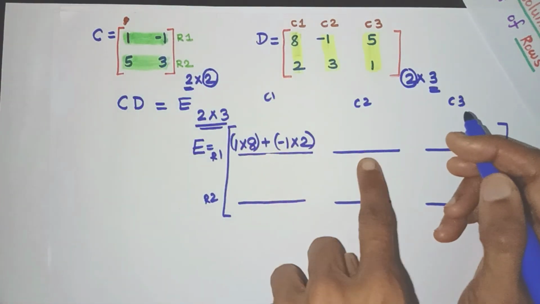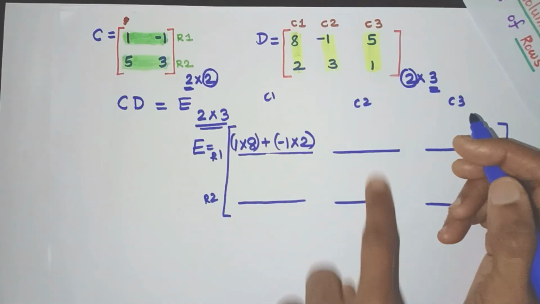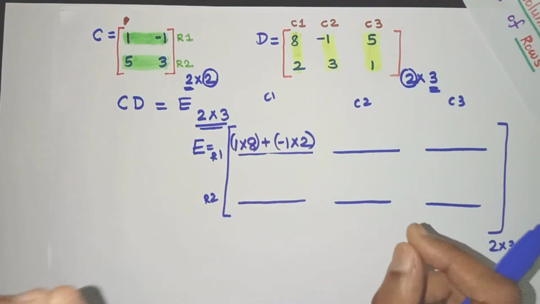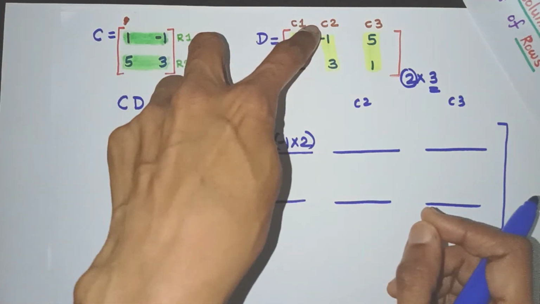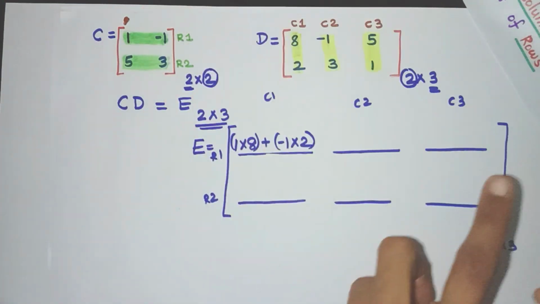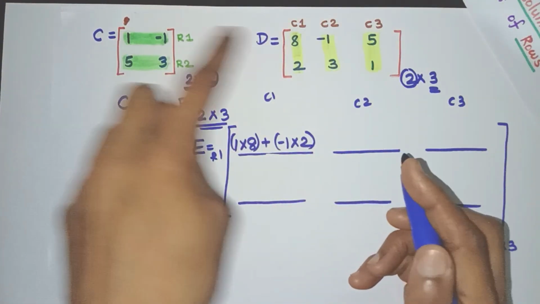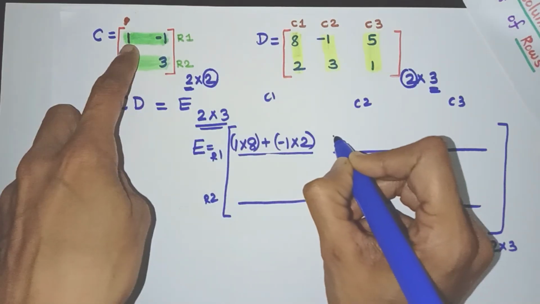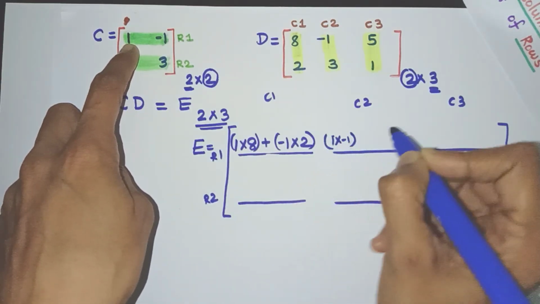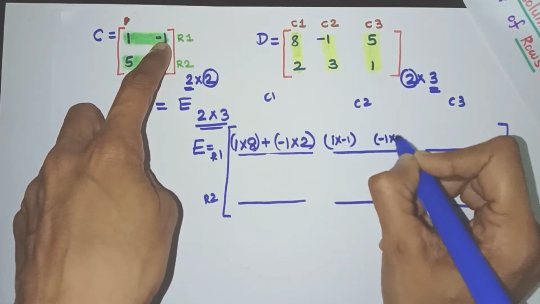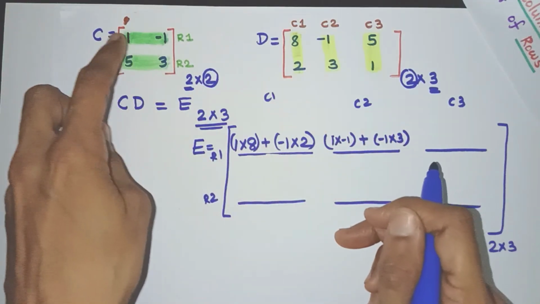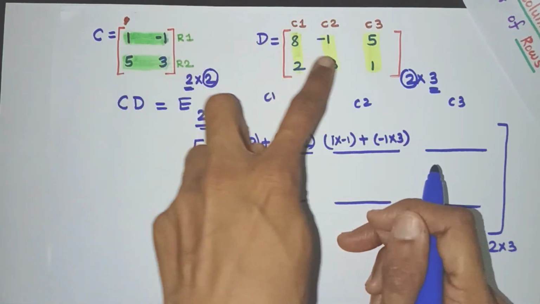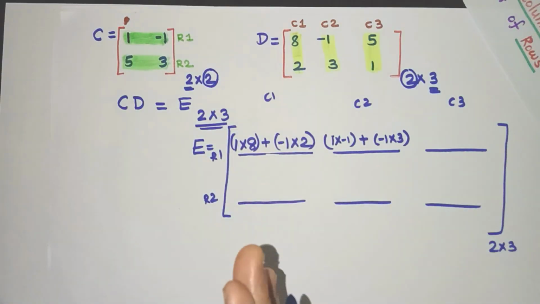Now let's proceed to the first row, second column element. So what do I need to do now? Yes, first row of the first matrix with the second column of the second matrix. Okay friends, so 1 into 1, which is 1 into minus 1, and then here it's minus 1 into 3, and remember friends, you have to add these two. So what are you doing? You are multiplying the corresponding elements and adding them up.